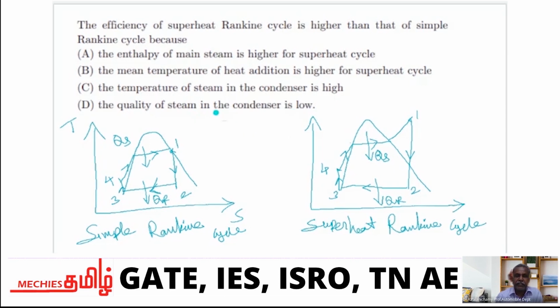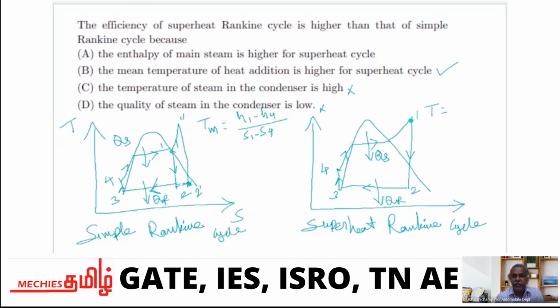The statement that the quality of the steam in the condenser is low is wrong, because if we use superheat, the quality of the steam in the condenser is higher, and the temperature is the same, so that is wrong. The mean temperature of heat addition is higher for the superheat cycle. So this is correct. Let us see how. The mean temperature of heat addition is found as T mean equals heat supplied, H1 minus H4, divided by the entropy change, S1 minus S4.